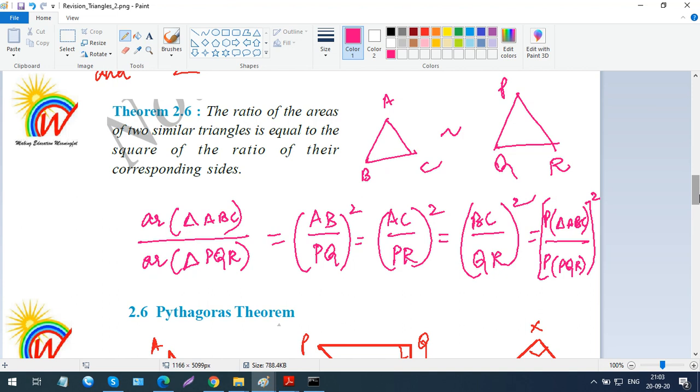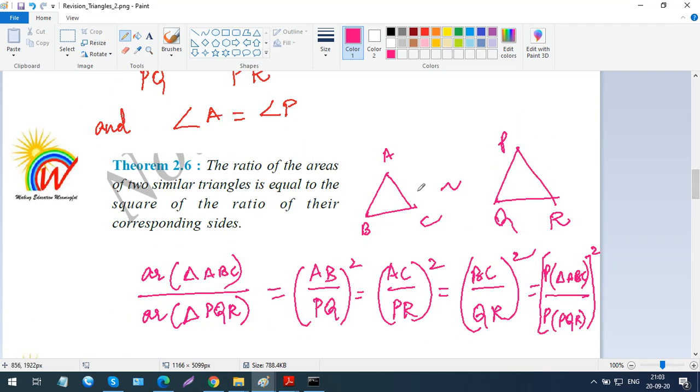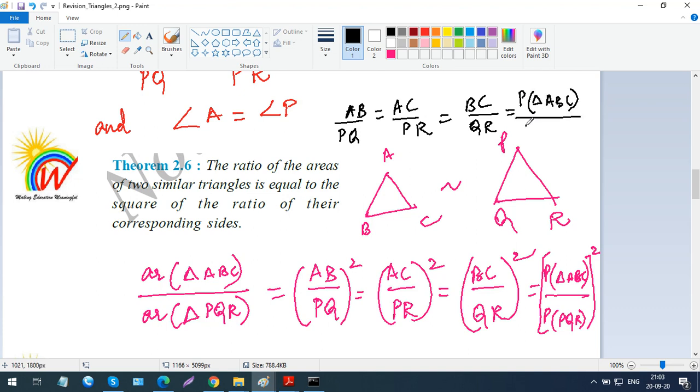The ratio of the areas of two similar triangles is equal to the square of the ratio of their corresponding sides. You know that if two triangles are similar, I will write AB by PQ is equal to AC by PR is equal to BC by QR, isn't it? But if I'm talking about the perimeter, this is equal to the perimeter of triangle ABC divided by the perimeter of triangle PQR. P goes for perimeter.